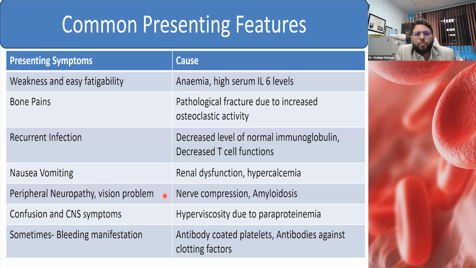They have peripheral neuropathy either due to nerve compression or deposition of immunoglobulin. These patients may have CNS symptoms due to hyperviscosity, and sometimes bleeding manifestations because of the immunoglobulins that coat the platelets and the clotting factors, leading to acquired hemophilia-like conditions.